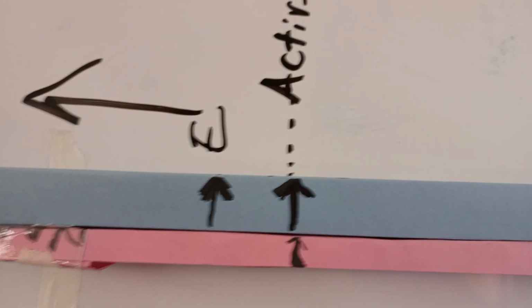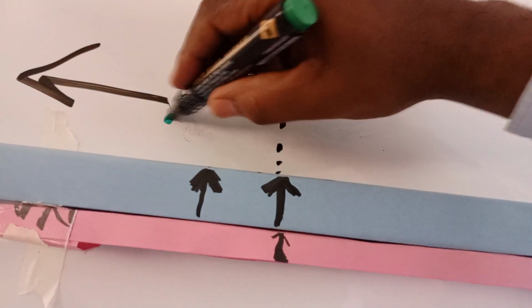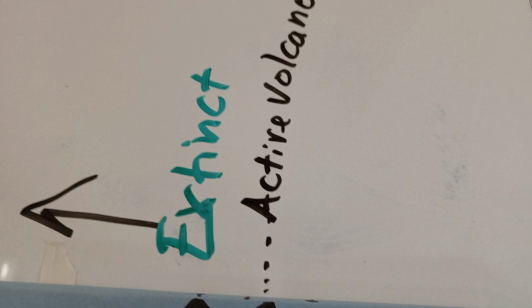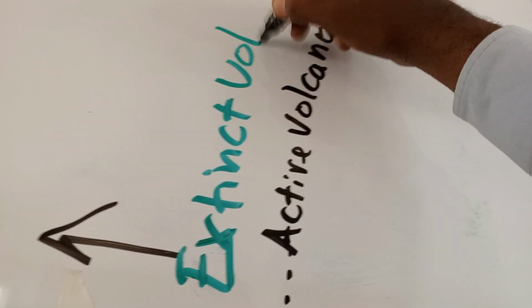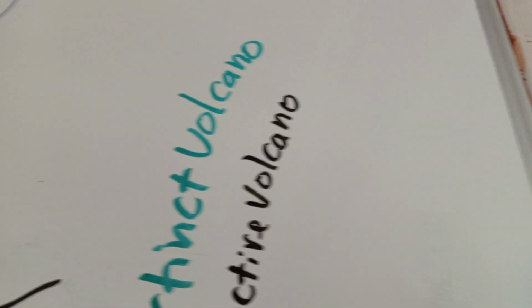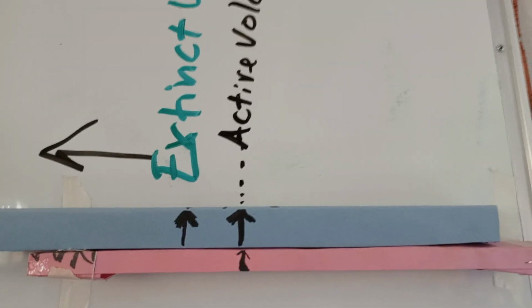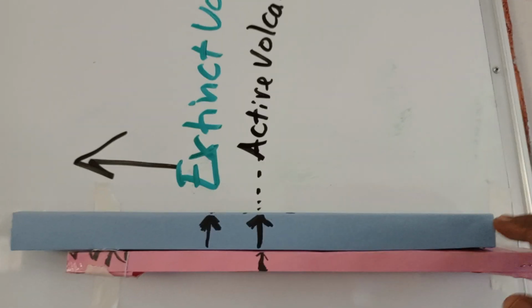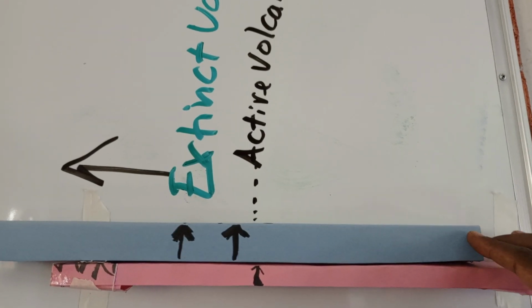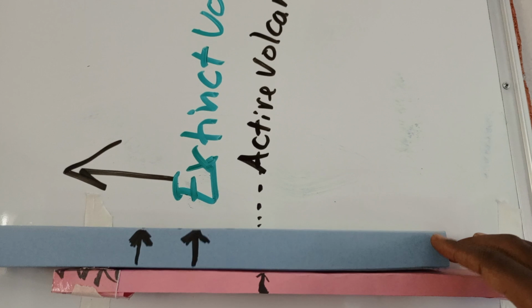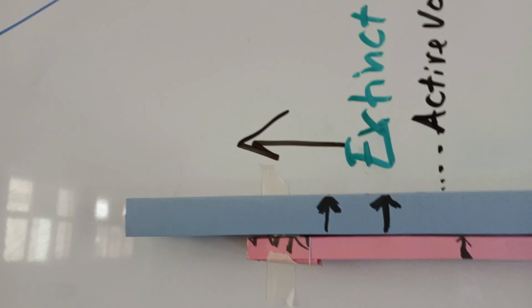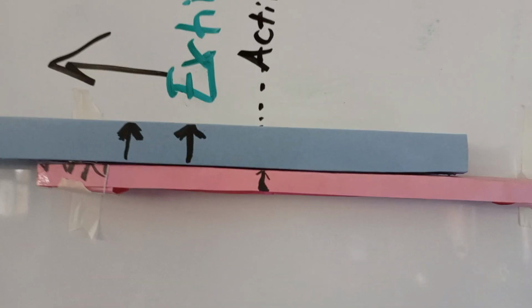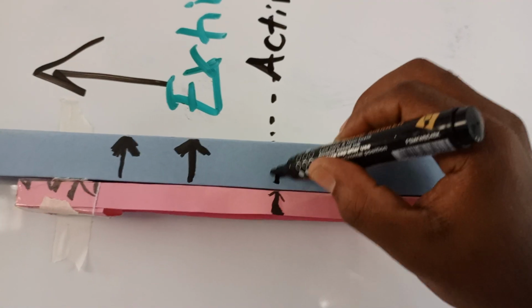Let me change the color. Extinct volcano. Next time, as the plate keeps on moving, what was the active volcano will be moved away from the hot spot, and a new active volcano will form where it is above a hot spot.